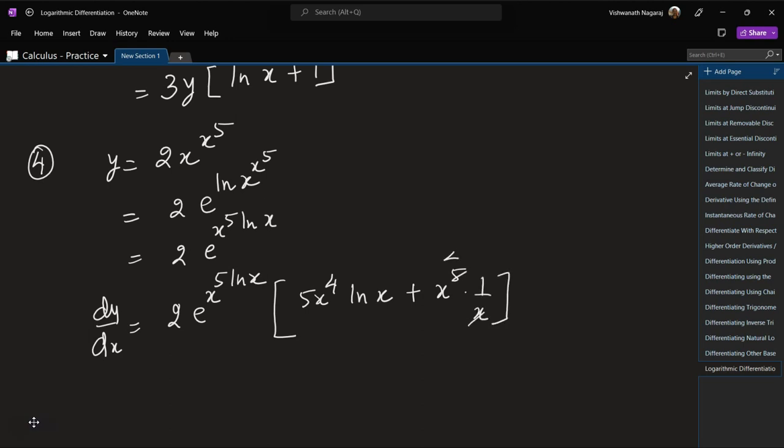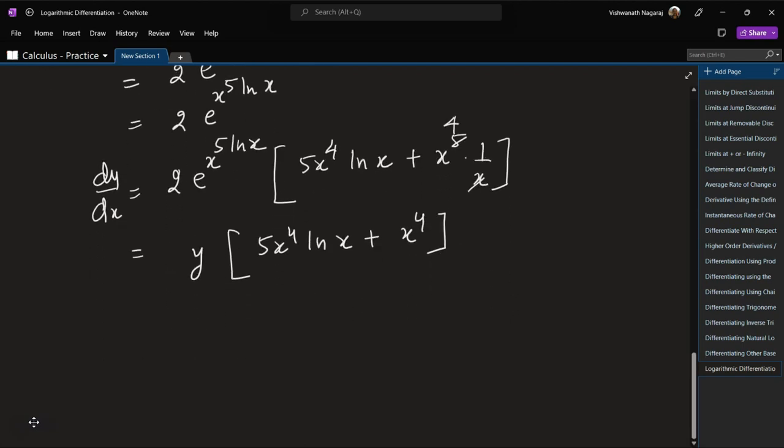So 1 x will cancel and we have, this is nothing but y, and we have 5x to the power of 4 natural log of x plus x to the power of 4. Now x to the power of 4 is common, so we can write it as x to the power of 4 y times 5 natural log of x plus 1.